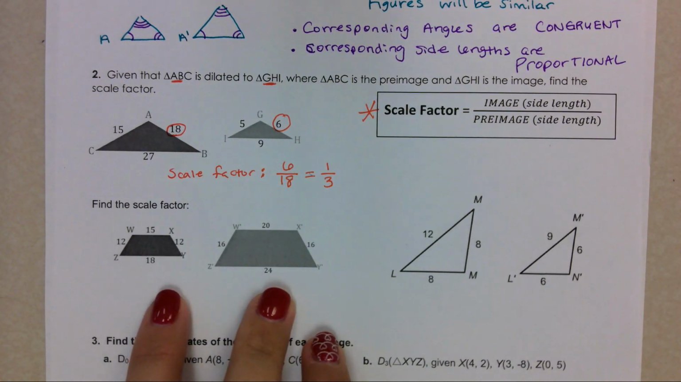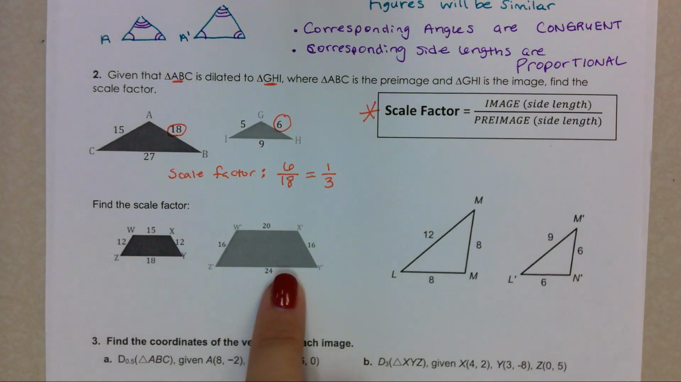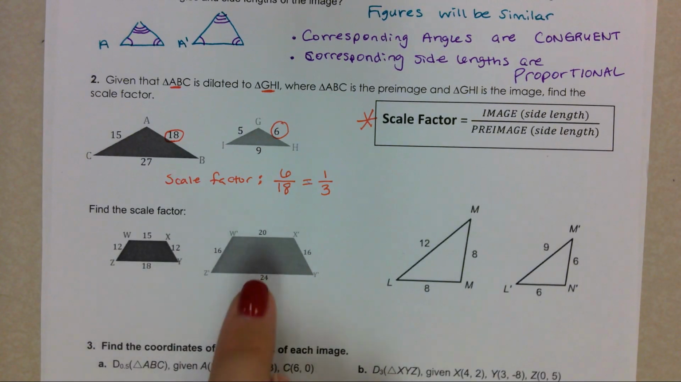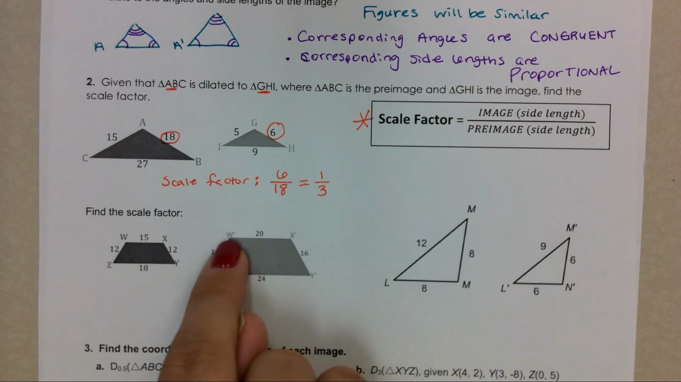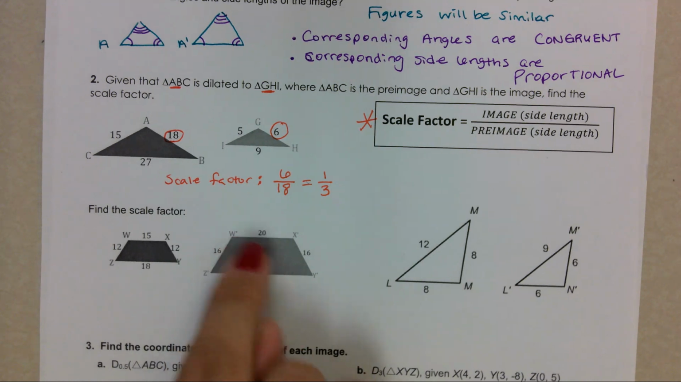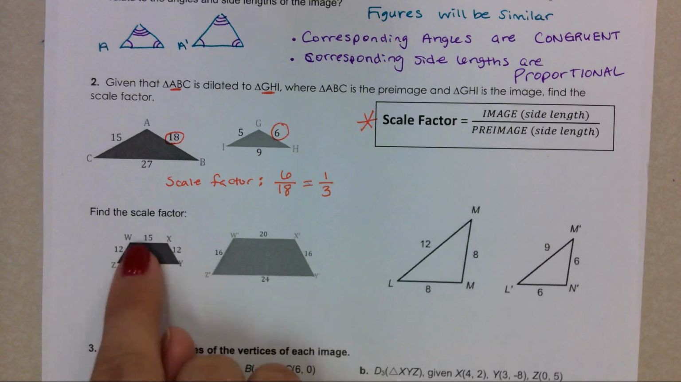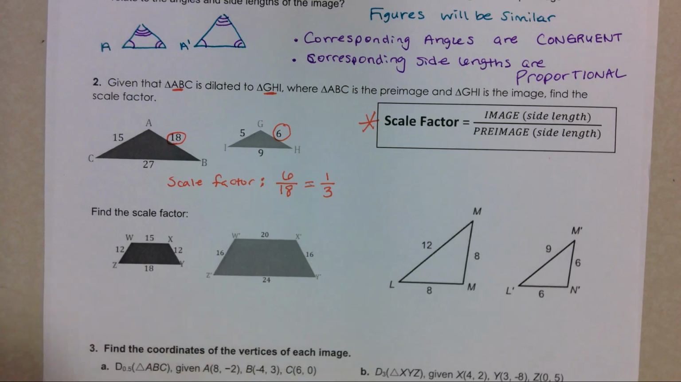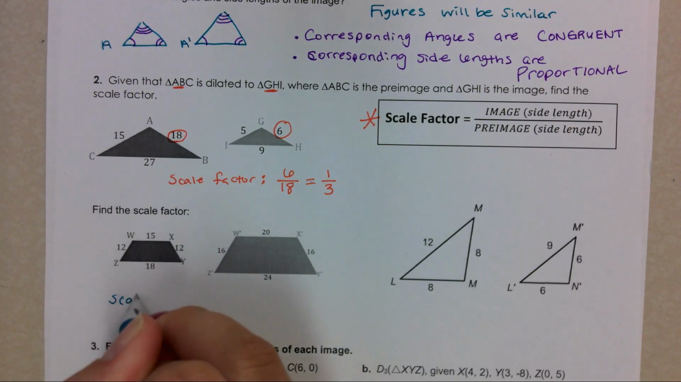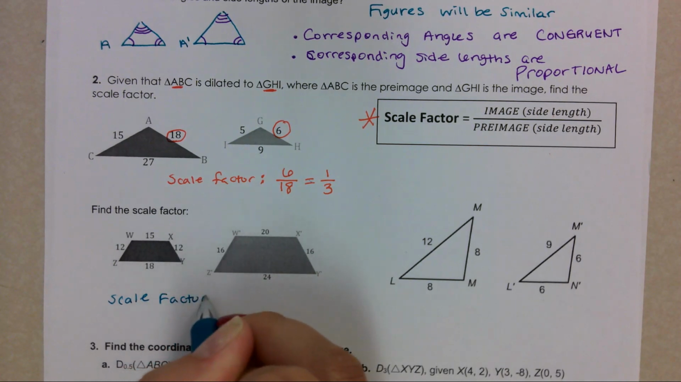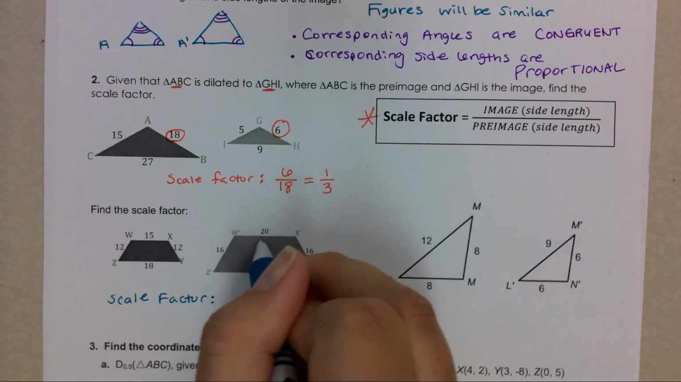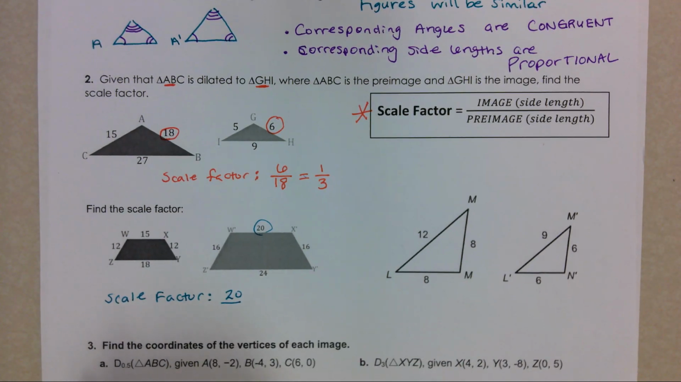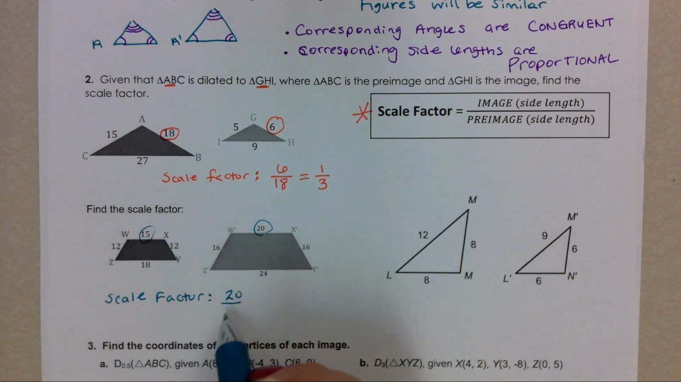So find the scale factor. Here we have a small trapezoid and here we have a large trapezoid. I know that the small one over here is the pre-image, because the one on the right has to be the image since it has the little prime symbol after the W, X, Y, and Z. So we go from W to W prime. So this is the image. This is the pre-image. So scale factor is the ratio of a side length from the image, I'm going to use 20, to the side length of the corresponding side in the pre-image, 15.